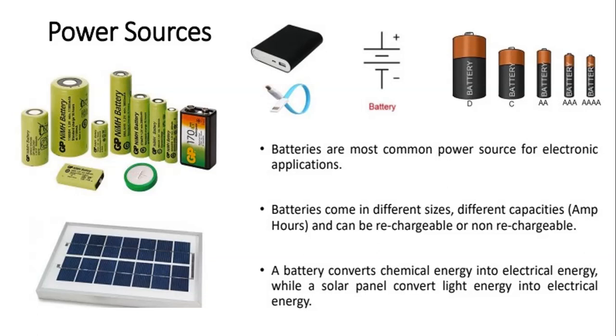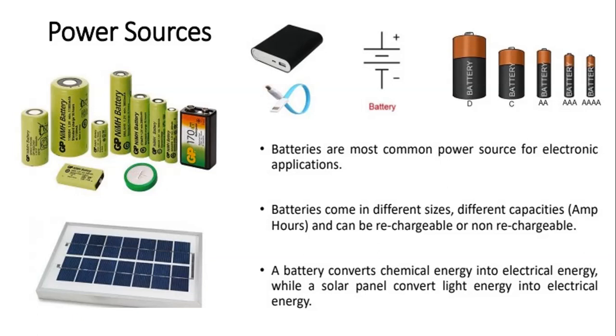Batteries are made using lithium polymer power cells or lithium ion power cells. These are materials which may be used as power sources to design an electronic circuit. Batteries are the most common power source of electronics applications. They come in different sizes and different capacities, with units of ampere or milliampere, and can be rechargeable or non-rechargeable. As we know, a battery converts chemical energy into electrical energy, while a solar panel converts light energy into electrical energy. So these are the power sources.